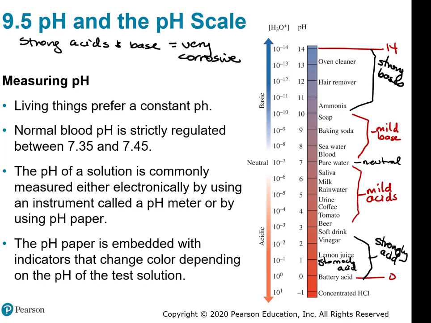So tomatoes, all your citrus products, all are going to be on the acid side of things. So soda, soft drinks, beer, wine, all of those are also on that acidic scale, but they're mildly acidic. So they don't cause damage to tissues if they come in contact. So just remember that the mild acids and bases are not as corrosive, they're less corrosive.